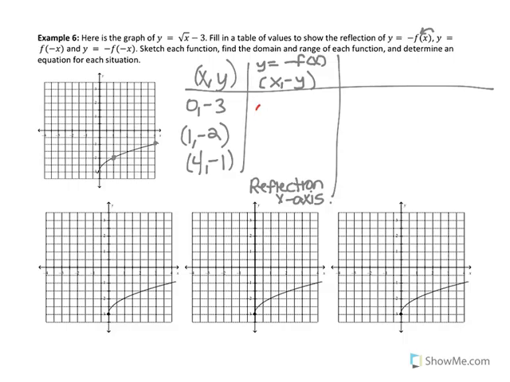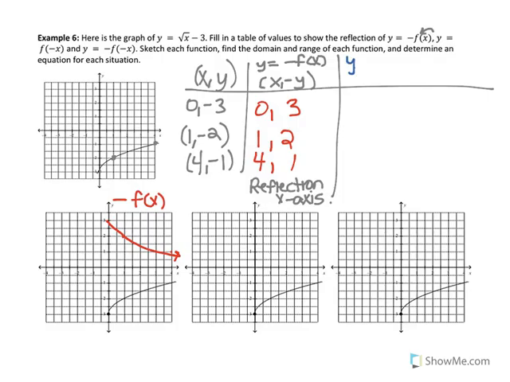Okay, so the new points would be 0 and 3, 1 and 2, 4 and 1. So this graph's going to look like this. 3, 2, 1. Good. Okay, so this is negative f of x.